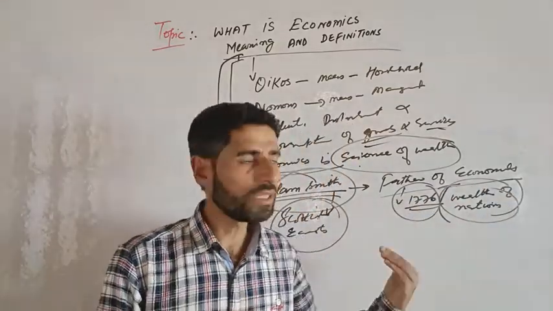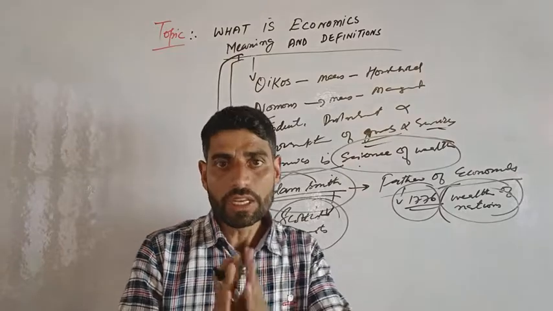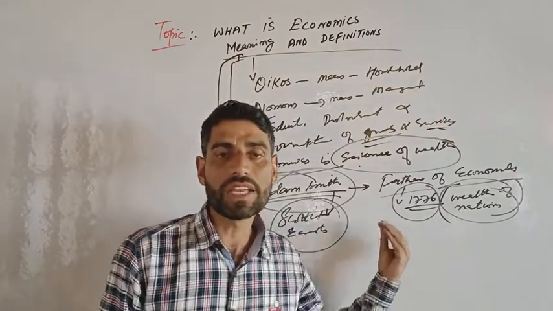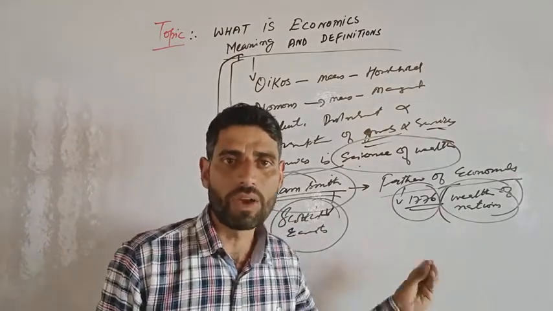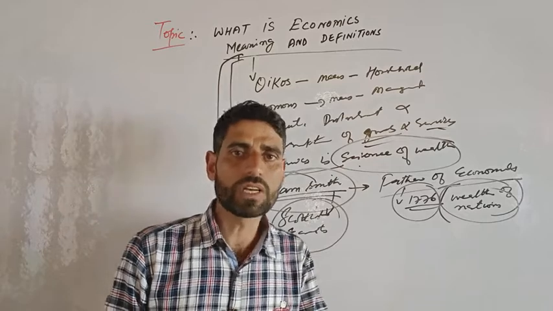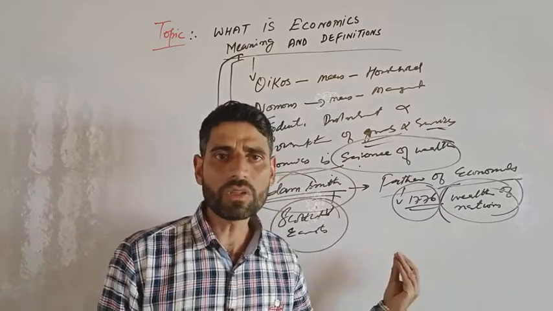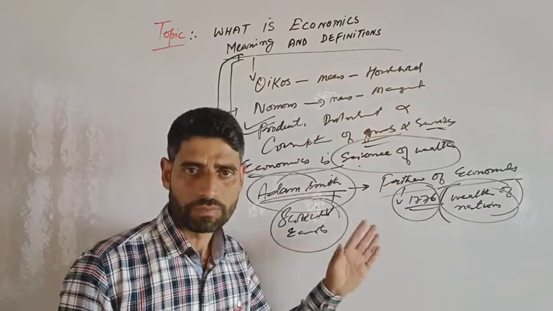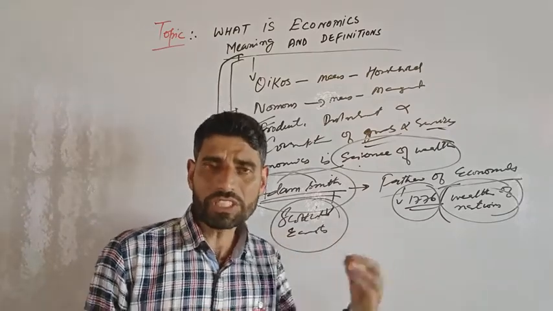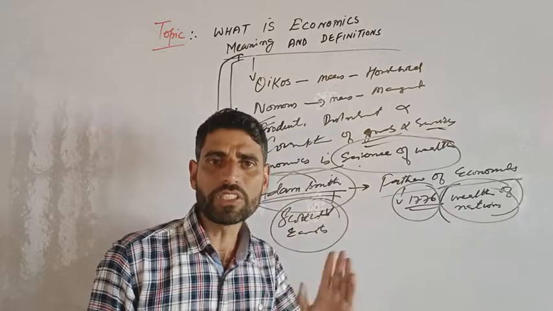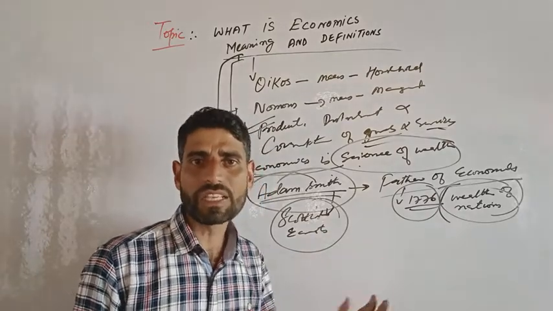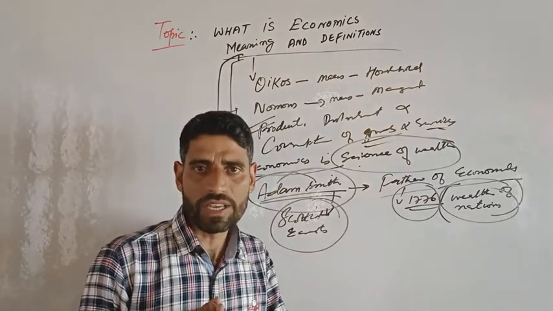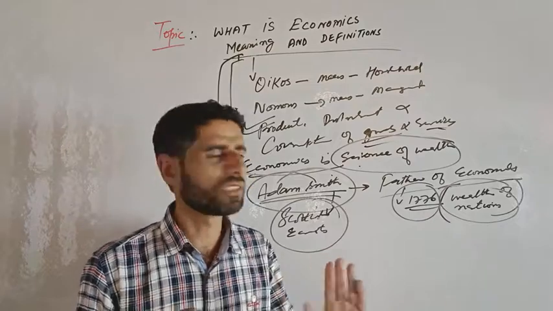Clear? So he defines economics as a science of wealth. This definition was given by whom? Adam Smith, who is known as the father of social science. According to this definition, economics is the science of the study of wealth only.